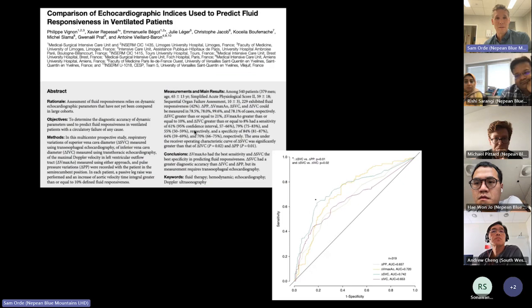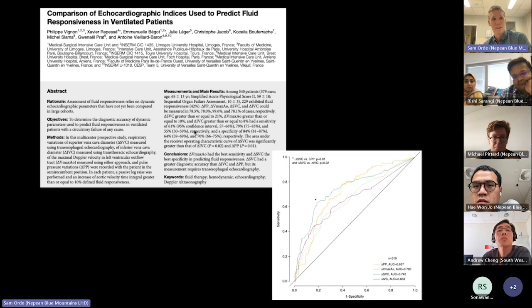One of the more recent, most robust papers was done by Philippe Vignon and his group, again out of France. So you'll recognize a lot of the names in that, including Philippe, Michel, Antoine, the big players there. They did a multi-center study across 540 patients, and I'd argue this has got to be one of the largest echo studies ever done.